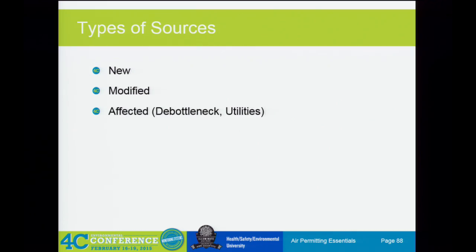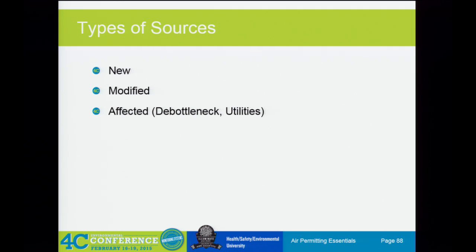When you're talking about why you need to identify these sources, you first need to identify whether the source that's going to be in your permit is a new source, a modified source, or an affected source. New is pretty obvious. Modified has a very specific regulatory definition. So you need to look at your state definition of modification and also the federal definition of modification.